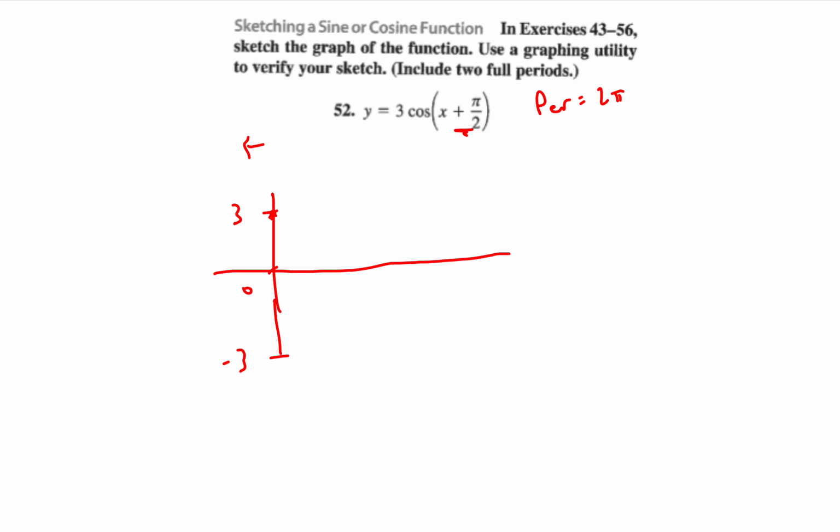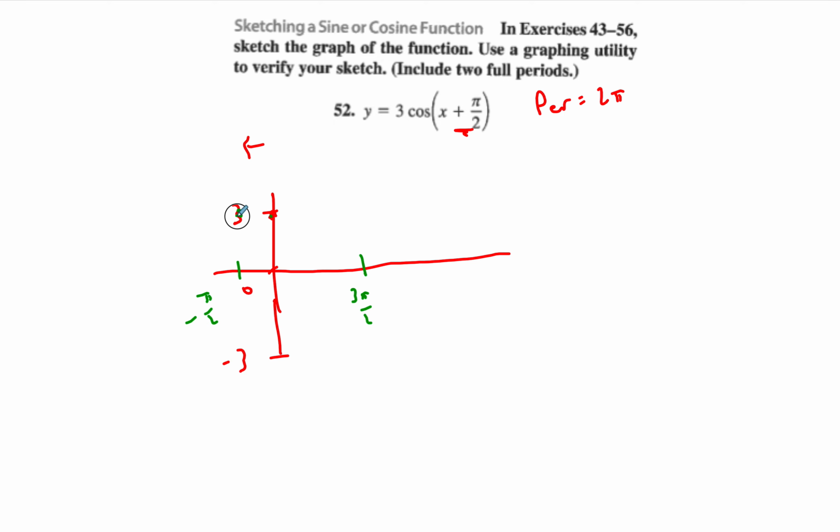Okay, so there's a couple different ways to do this. I'm going to go easy. What is normally 0 would be here, but I'm going to shift that pi over 2 units. So what's going to happen is this is going to be sitting here at negative pi over 2, and it's going to start at 3. Then what is it going to do? Well, it's still going to take 2 pi radians, right? Which means from negative pi over 2 to 3 pi over 2 is 4 pi over 2, or 2 pi radians.